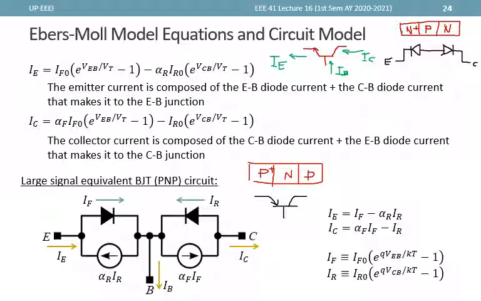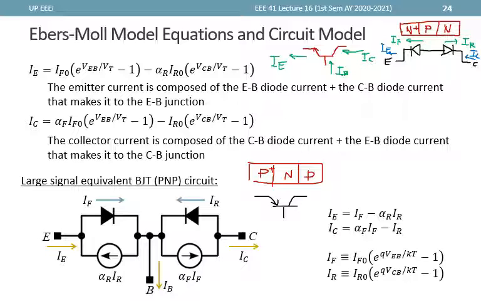And if this side is connected to the emitter, then we can define this one as IF and this one to be IR. However, note that IE is leftwards, as well as IC, and that is consistent with our drawing here, with our symbol.